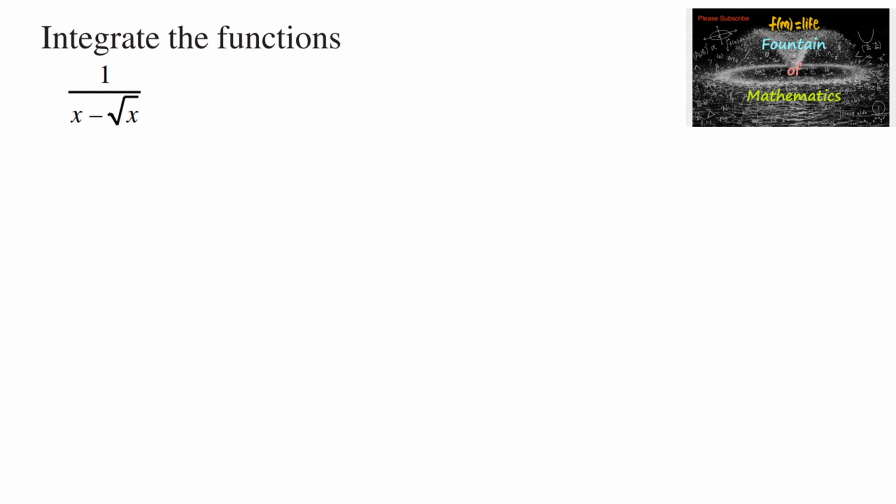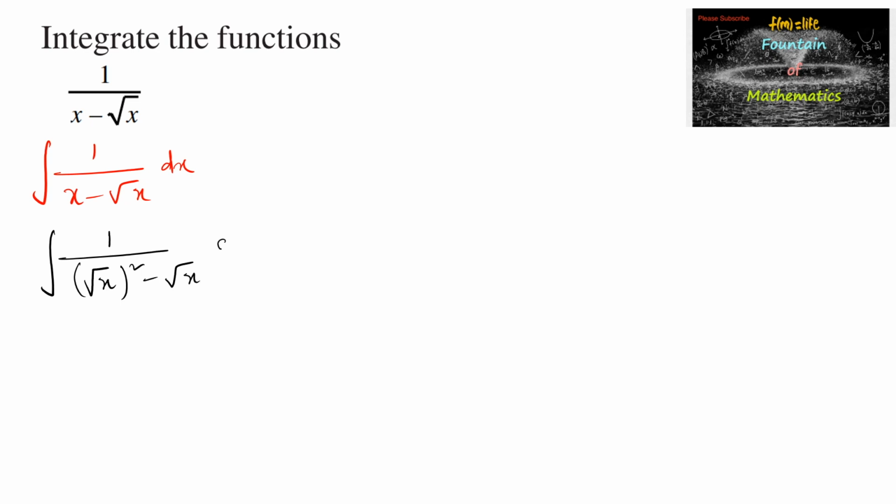Integrate the function 1 upon x minus root x. So we can write the integral 1 by (x minus root x) dx. Here we can simplify this: x can be written as (root x) whole square minus root x dx, so that I can take out root x common in the denominator. So I can write root x times (root x minus 1) dx.